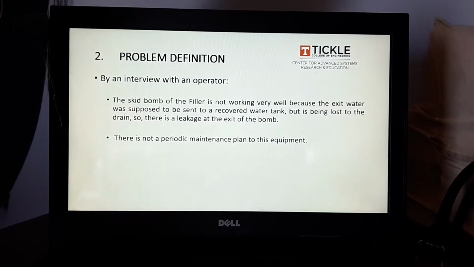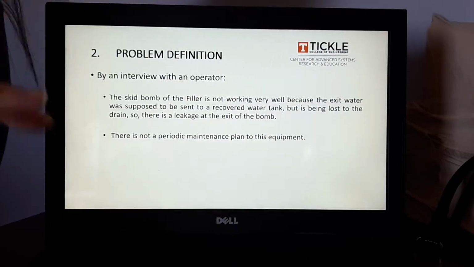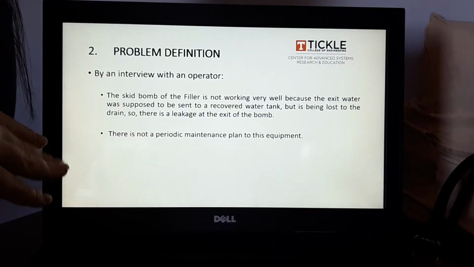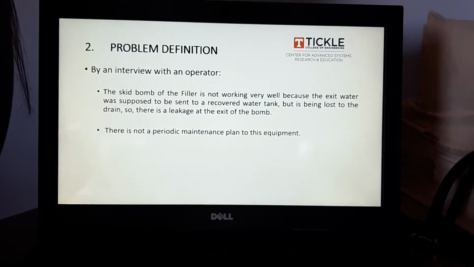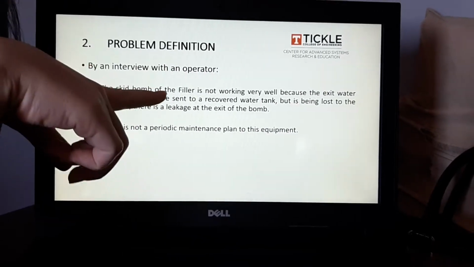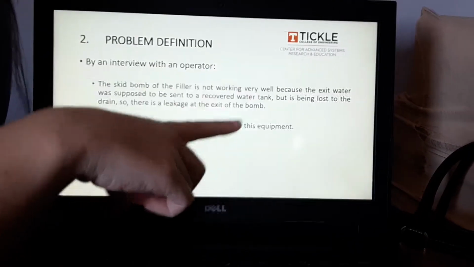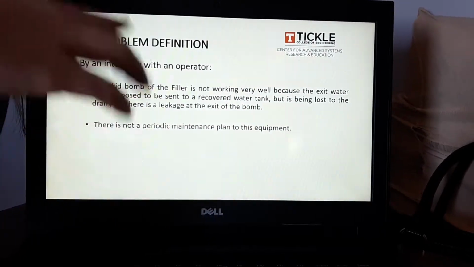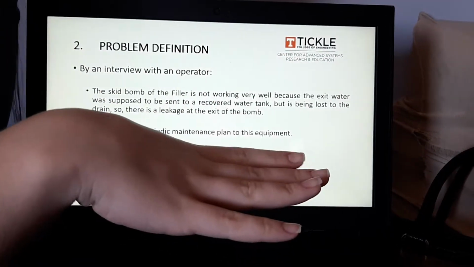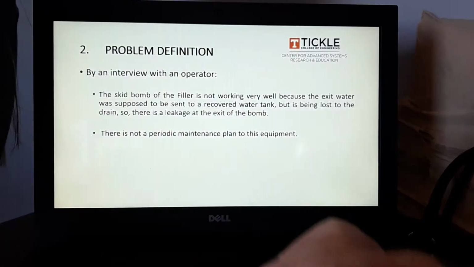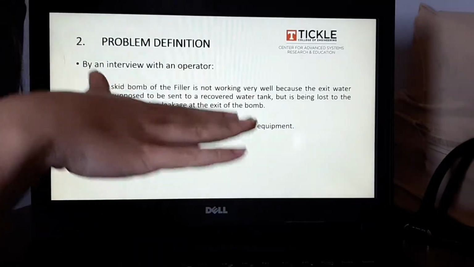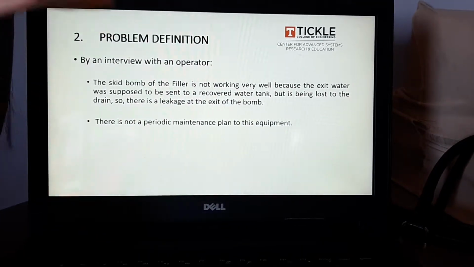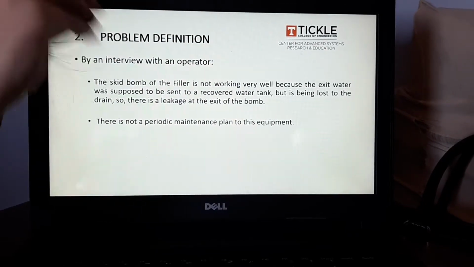So through an interview with the operator of the area, we learned that the skid pump of the filler is not working very well, because the exit water was supposed to be sent to a recovered water tank so they could use it again, okay? But it's being lost to the drain. So we are not getting this water back.